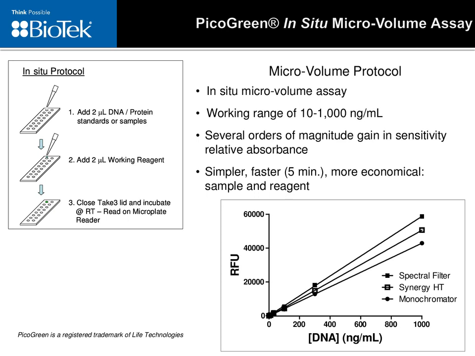And then once those are added and mixed, we close the Take3 lid and incubate at room temperature for about 5 minutes. And this is a much more economical assay versus the microplate assay, where our reagent and sample volumes are significantly reduced, approximately 50-fold. And you can see we have excellent linearity regardless of whether we use spectral filters or monochromators. This data is shown in the lower right-hand corner. It shows we can get down into the low nanogram per mL range and have excellent linearity.